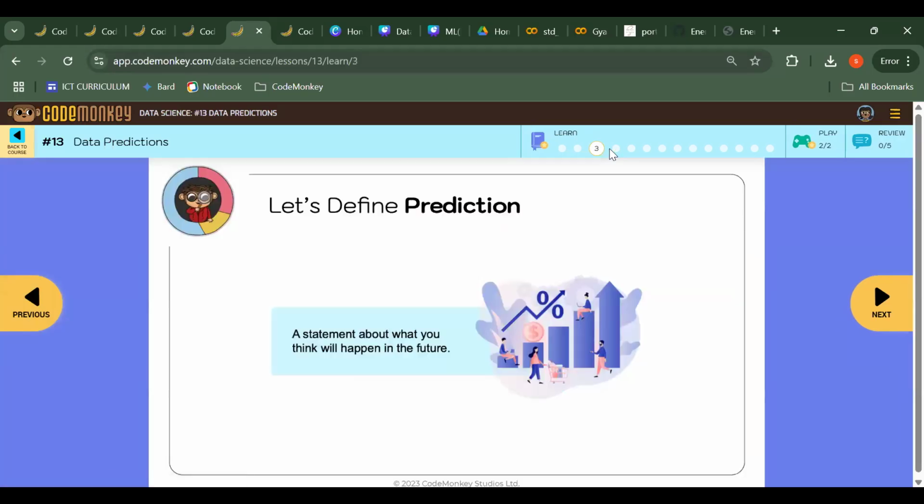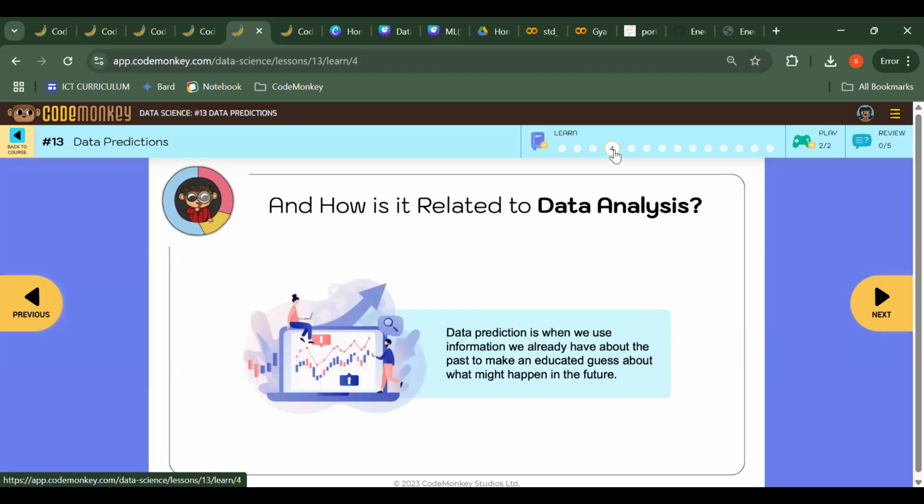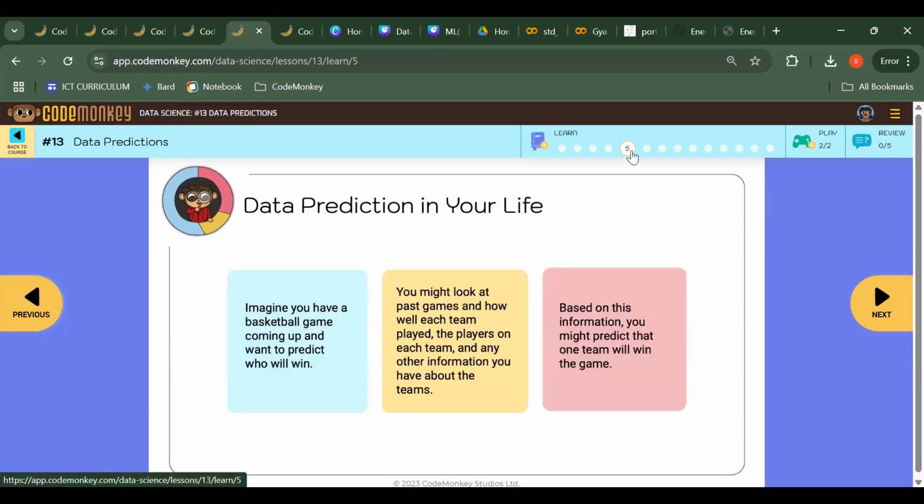Prediction is a statement about what you think will happen in the future. Now look at how data prediction is related to data analysis. Data prediction is when we use information we already have about the past to make an educated guess about what might happen in the future. Same meaning, same concept.